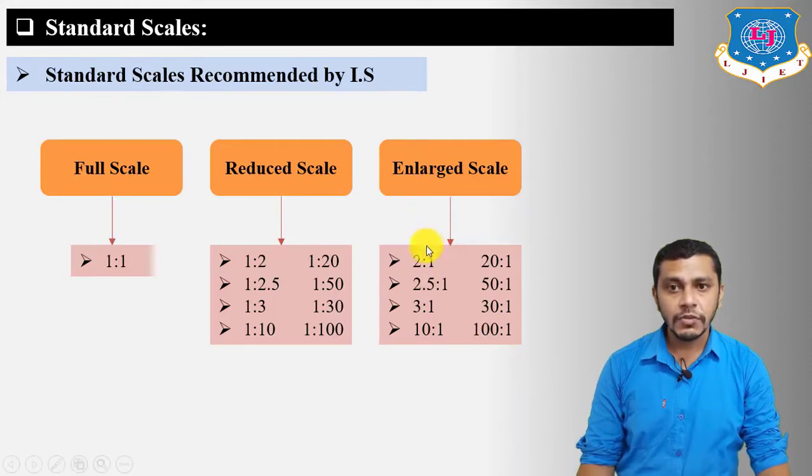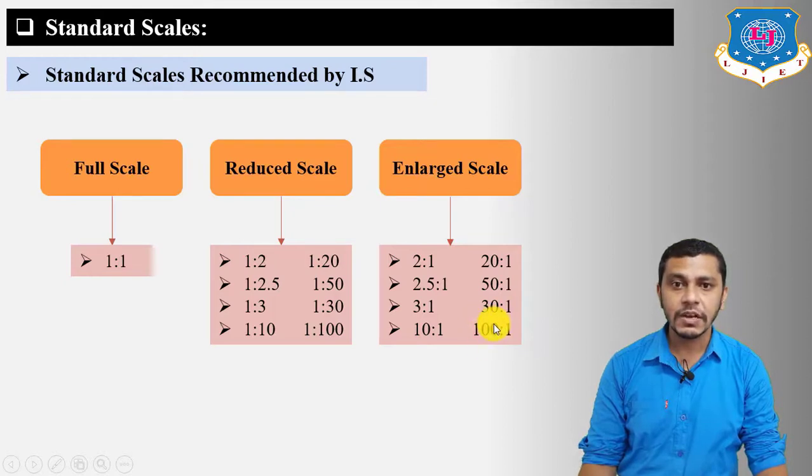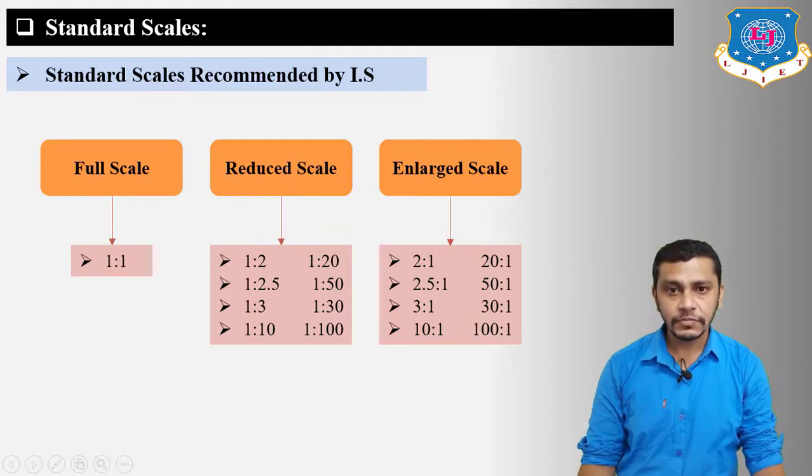Okay. So if you are taking 2:1 scale, that means the length of the object in the drawing is twice the actual length of the object, or the size of the object in the drawing is twice the actual size of the object. If you are taking 100:1 scale, this is the enlarged scale. That means the dimensions of the object in the drawing are 100 times greater than the actual dimensions of the object. So these are the standard scales recommended by IS, International Standards.